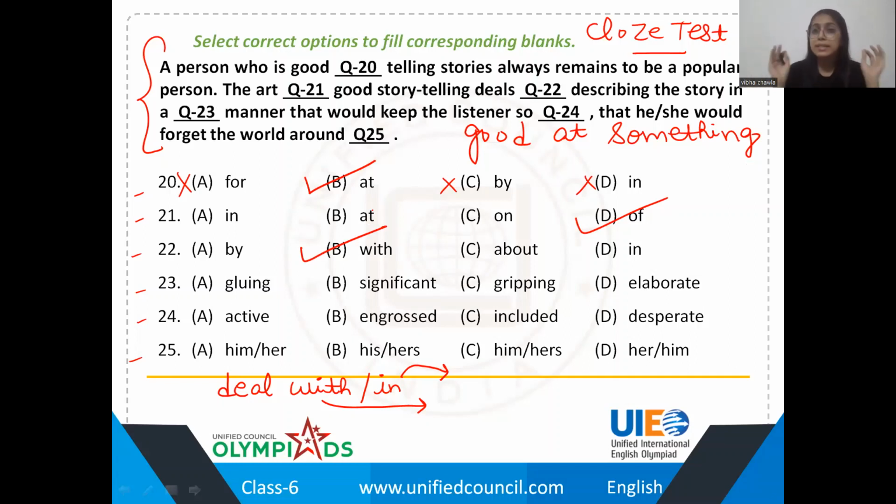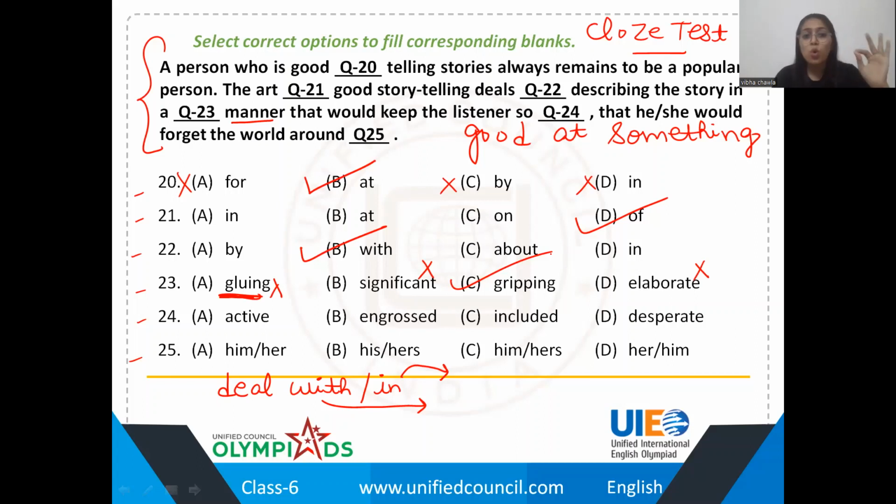This art deals with describing the story in which manner? You have to place an adjective here to qualify this noun manner. Glue basically joins things together, so definitely not gluing. Significant is something of value, something important. Elaborate means to talk about something or to explain something in detail. The right option will be gripping. Grip means to hold. So you should describe a story in such a way that it is gripping, meaning it holds the listener's attention.